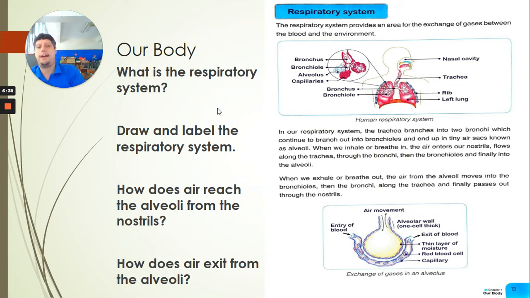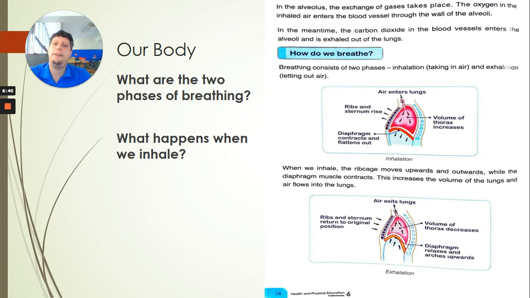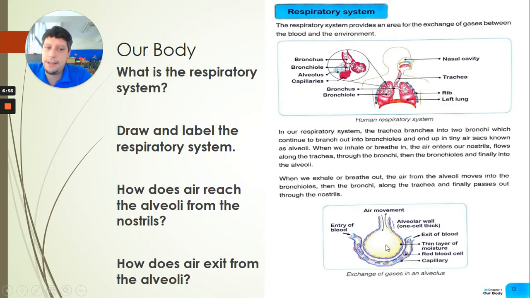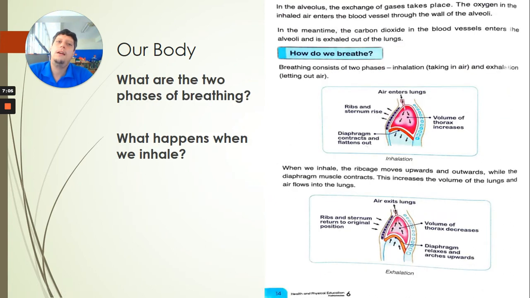Okay, next page, 14. In the alveolus, the exchange of gases takes place. The oxygen in the inhaled air enters the blood vessel through the wall of the alveoli. So if I just go back here, you can see this is the alveoli, and the air passes through it. Okay, that's the exchange of gases. Oxygen is a gas, so that's how it goes through. In the meantime, the carbon dioxide in the blood vessels enters the alveoli and is expelled out of the lungs.